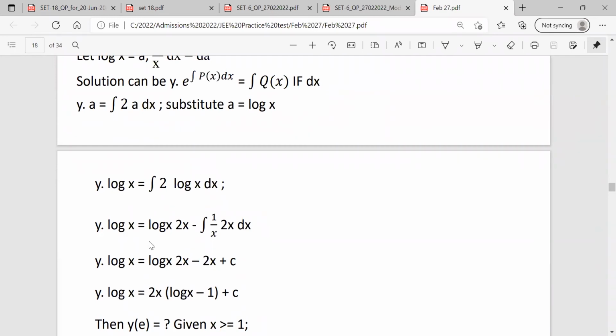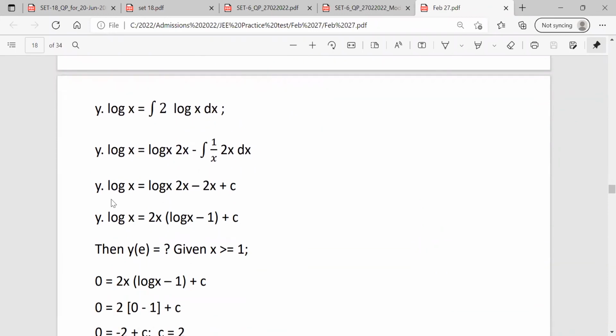So y log x is equal to, we are taking the first function as log x according to the law, and the 2 will be the second function. So log x into 2x minus integral of 1 by x into 2x dx. So we have y log x is equal to log x into 2x minus 2x plus c. So we are taking this 2x term outside and we have y log x equal to 2x into log x minus 1 plus c. So this is the solution: y log x equal to 2x log x minus 1 plus c.